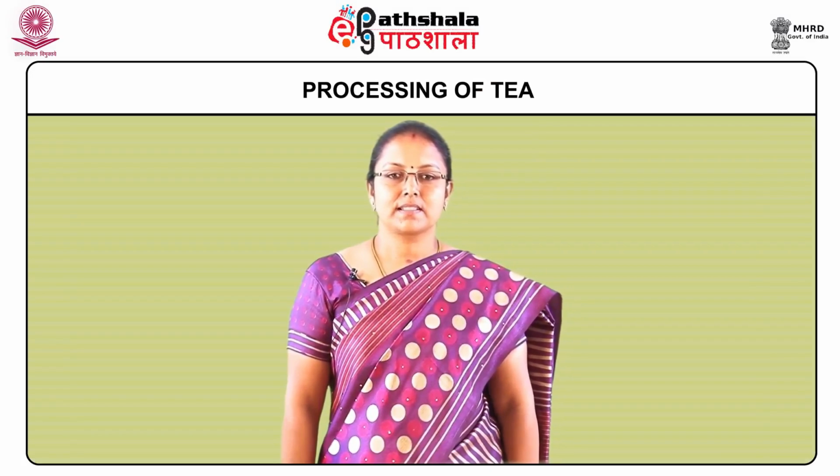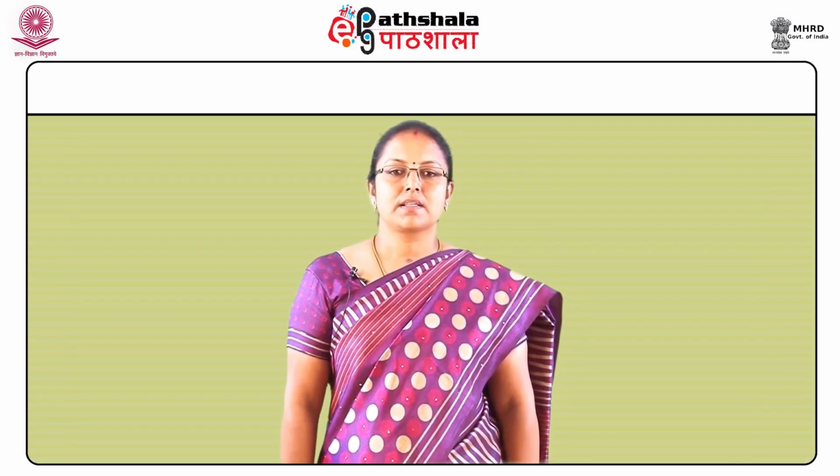Hello students. In today's topic, we are going to discuss the most widely consumed ancient beverage, which is tea. Camellia sinensis is the botanical name of the tea plant. Processing of tea involves various steps like plucking, withering, crushing, drying, rolling, and shaping of the tea leaves, through which the leaves are made ready for brewing.